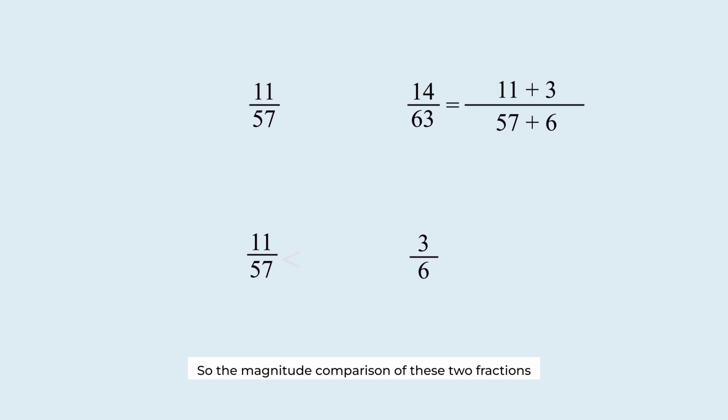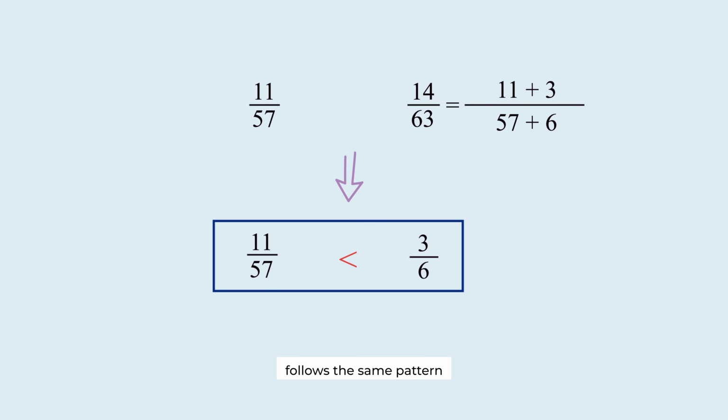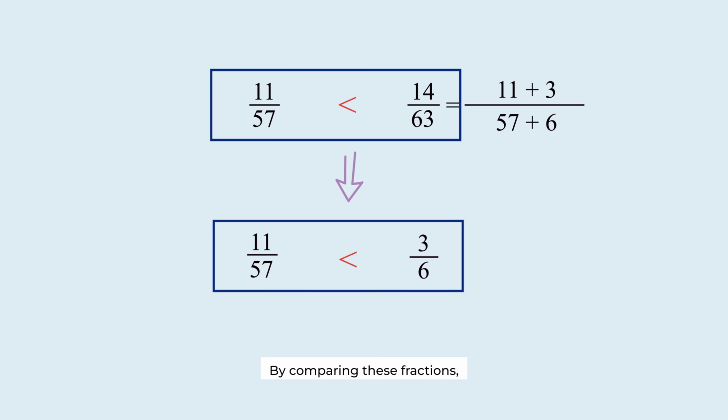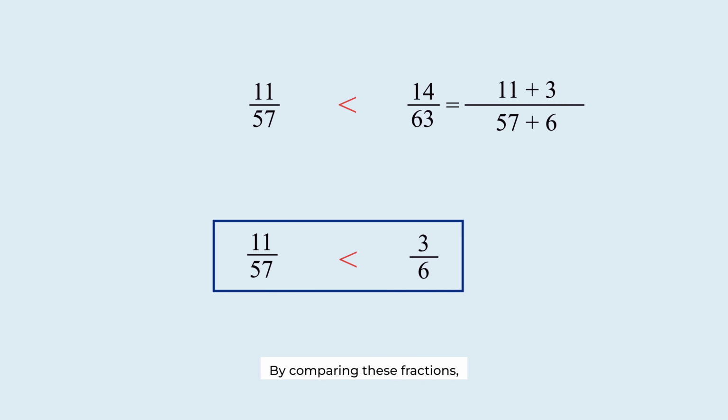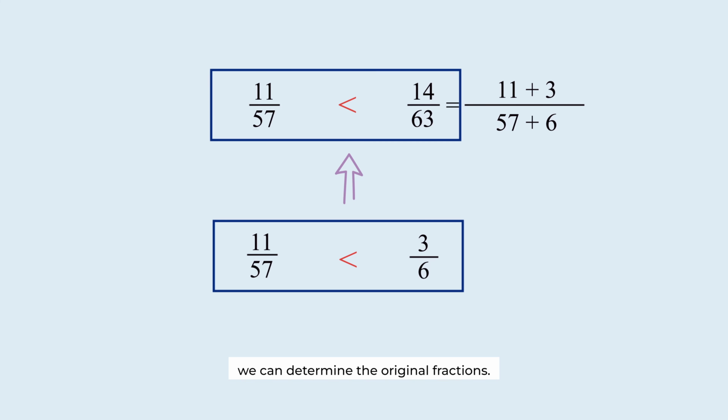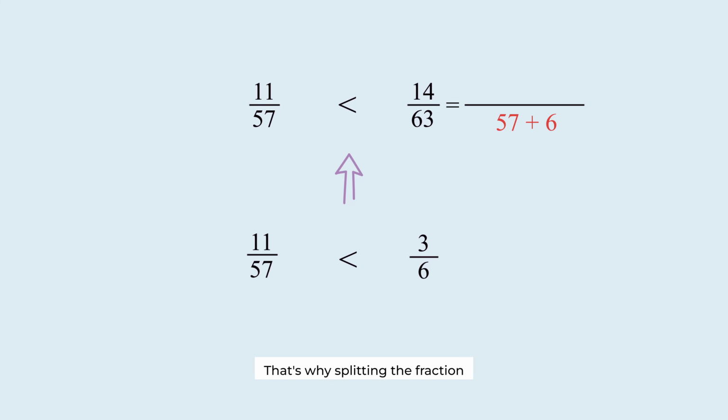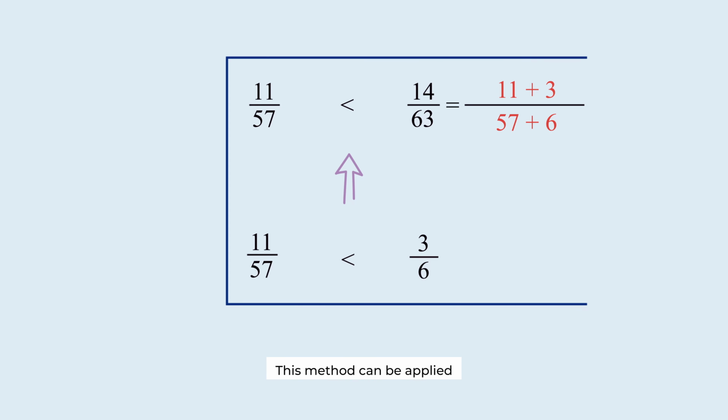So the magnitude comparison of these two fractions follows the same pattern as the original fractions. By comparing these fractions, we can determine the original fractions. That's why splitting the fraction helps in comparing fractions. This method can be applied to many different cases.